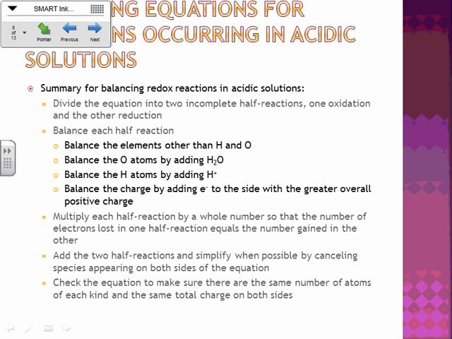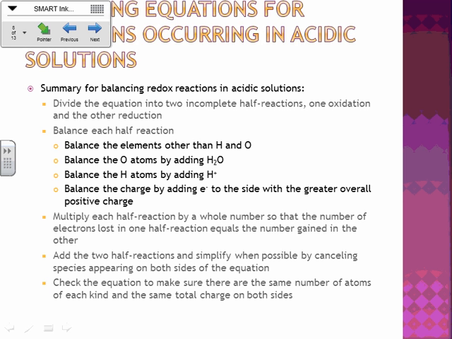You're going to divide the equation into 2 incomplete half reactions. One's going to be oxidation, and one's going to be reduction. Like I said, you don't always have to know that if you get a sense for how these work. You can figure it out once you balance each half reaction. Then you're going to balance the elements other than hydrogen and oxygen first. And then you're going to balance the oxygen atoms by adding H2O to one of the sides of the equation. You're going to balance the hydrogen atoms by adding H+ to the other side. And then you're going to balance the charge by adding electrons to the side that has the greatest overall charge.